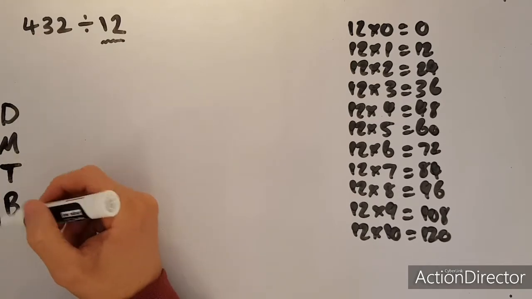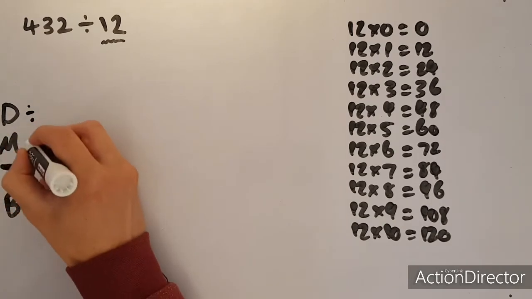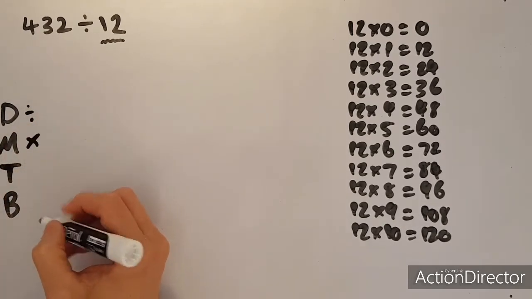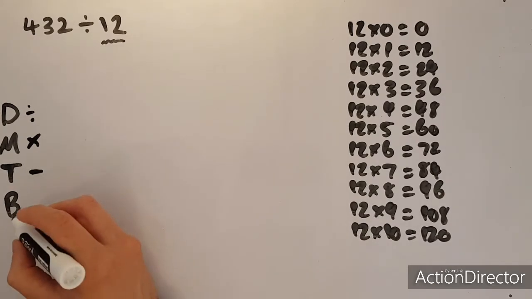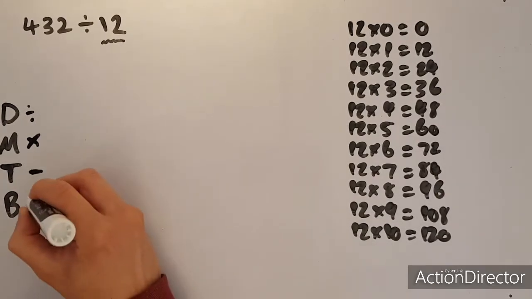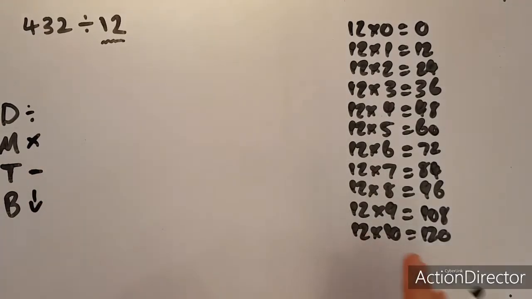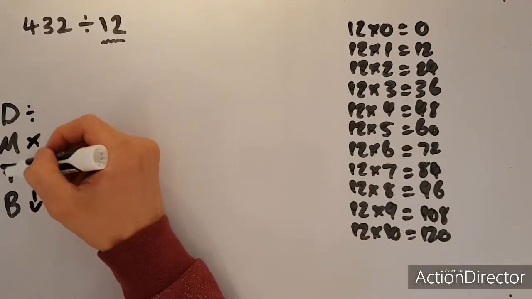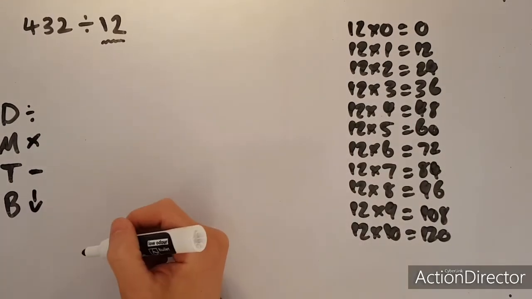What this stands for is this: D is division. M is multiplication. T is take away, or subtract. And B stands for bring down. I'm going to do a downwards arrow, and I'll explain what that means later on. So now we've got our multiples and our don't miss the bus acronym. We are now ready to solve this calculation.